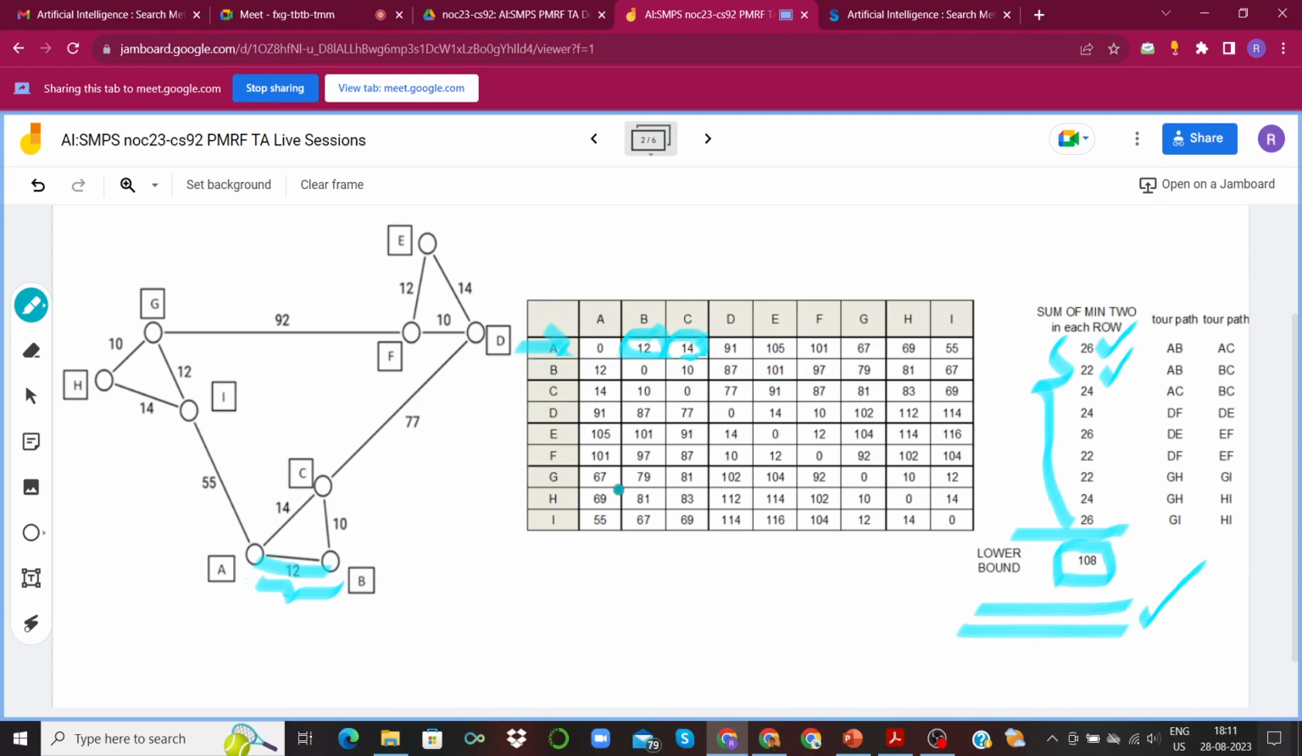We are going to consider the two minimum non-zero entries in each of the rows, and we are going to sum them up for each node. Once we have those values for each of the nodes, we sum over all of these individual sums and then divide by 2. We divide by 2 to avoid counting edges twice, because one edge may have been counted twice while considering two adjacent nodes or vertices, right? So if you sum these up and divide the sum by 2, you'll get 108, which is the lower bound.